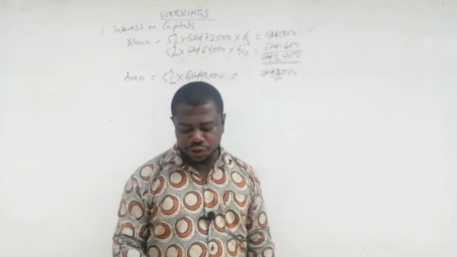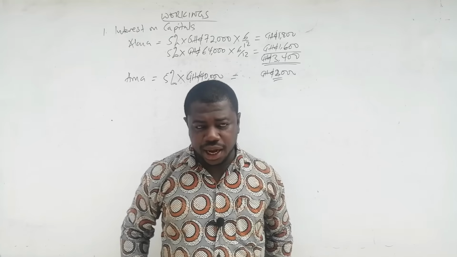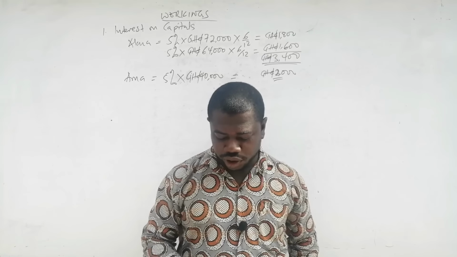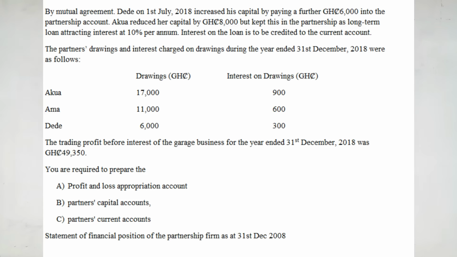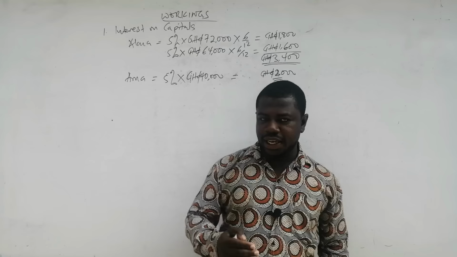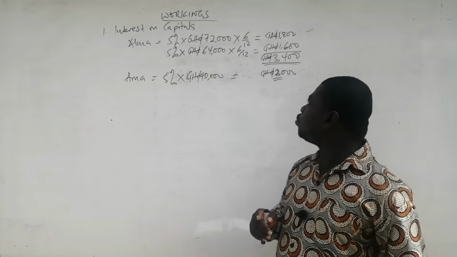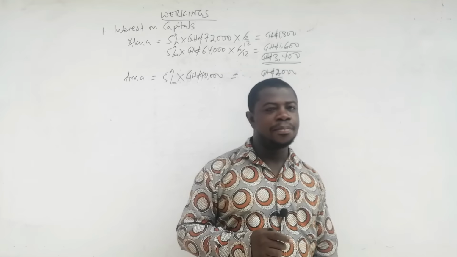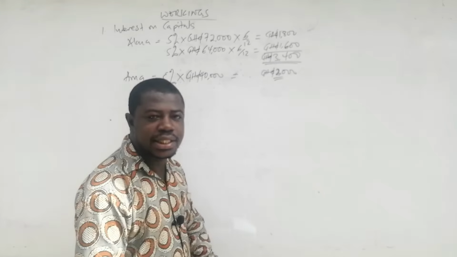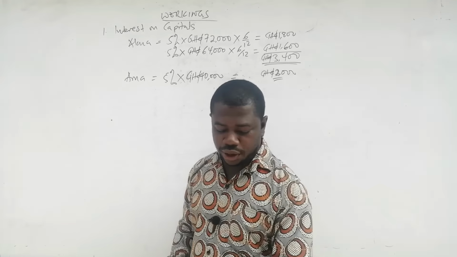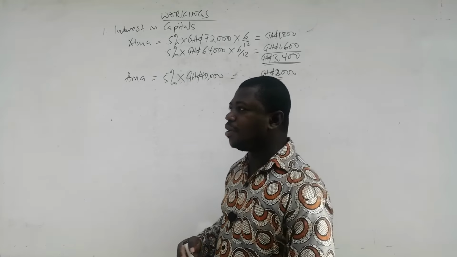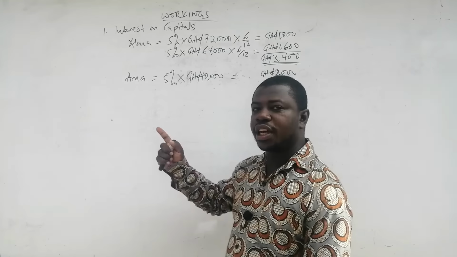And then finally, we move to that of Dede. Dede's capital at the beginning of the year is 24,000 Ghana cedis. Now, we are told that by mutual agreement, Dede on 1st July 2018 increased her capital by paying a further 6,000 into the partnership. So that is also at the same date when Equia also made the reduction in capital. And so it means that for 6 months, Dede's capital was 24,000, and for the next 6 months of the same year, Dede's capital was 24,000 plus 6,000.